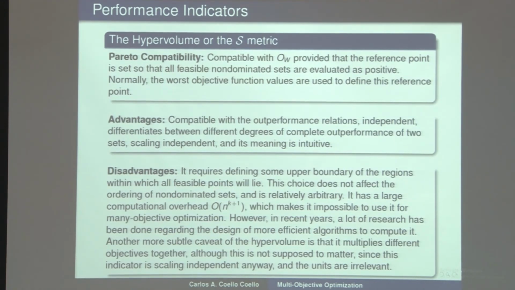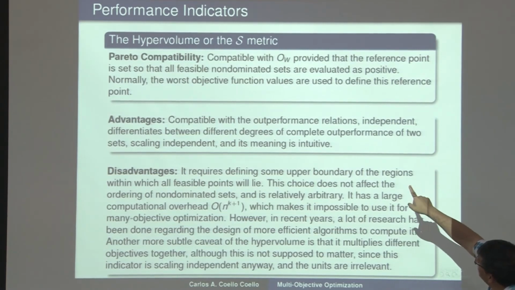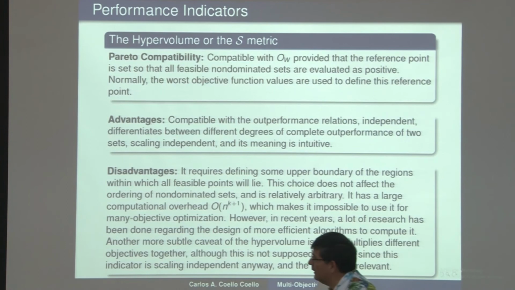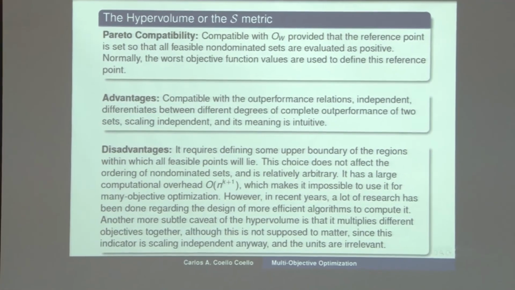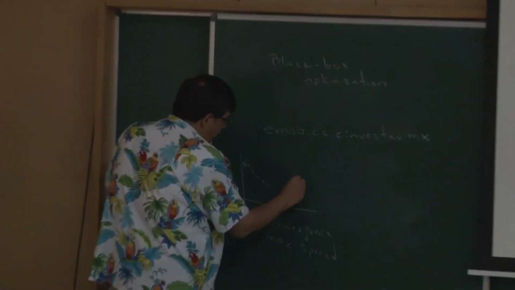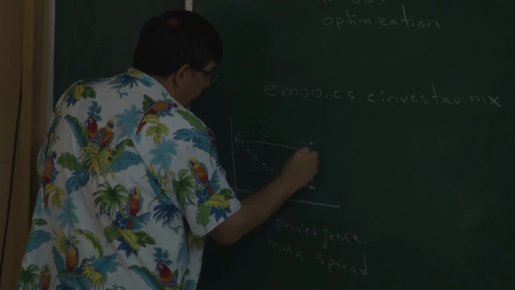How do you know if it's incorrect? If you get negative numbers. You get negative, you screw up with the hypervolume. Because this restriction that says that all feasible non-dominated sets are evaluated as positive is because basically with the hypervolume, what you are doing is to compute a volume with respect to a point, right? You are computing this.